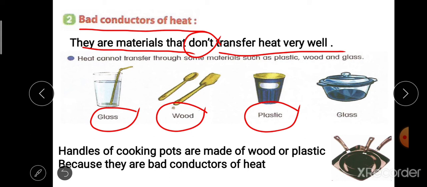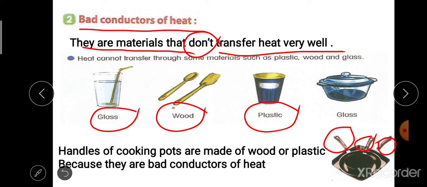That's why we make the handles of the cooking pots and the cooking pans from the bad conductors of heat. Why? Because they don't allow the heat to move through them, and they don't become hot, so that when we touch them, we don't burn our hands. But if we make the handles from good conductors of heat like iron, copper, or aluminum, what will happen if we touch them? Yes, they will burn our hand.